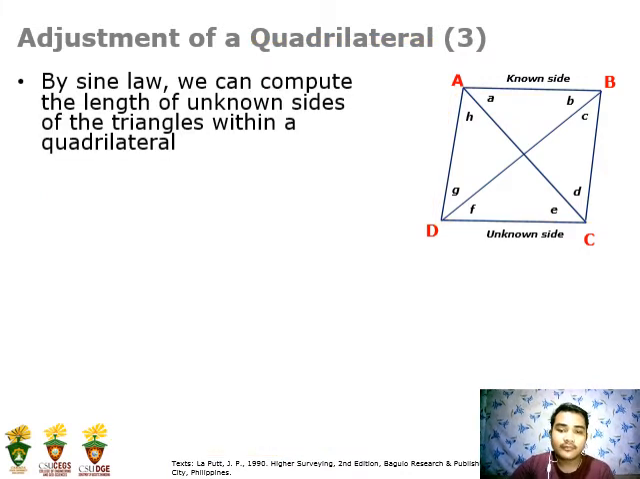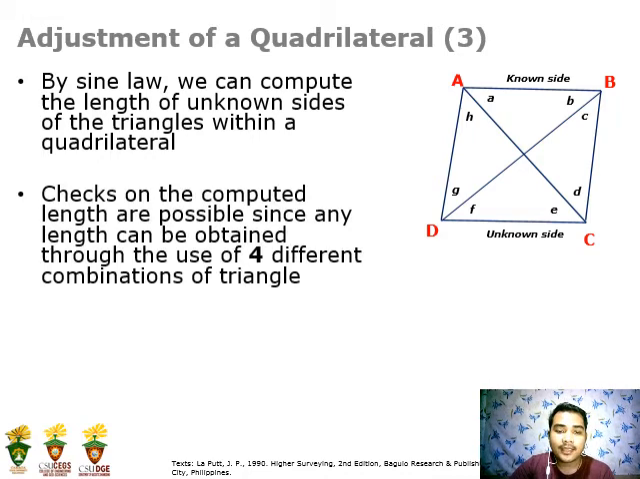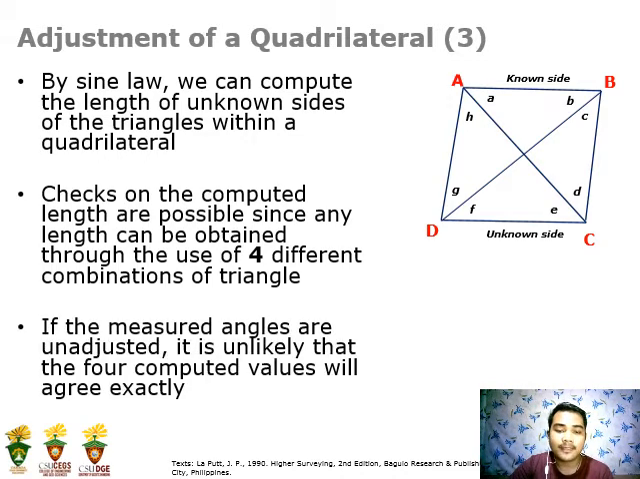By sine law, we can compute the length of the unknown sides of the triangles within a quadrilateral. You already know how to use sine law. And checks on the computed length are possible since any length can be obtained through the use of 4 different combinations of triangles. If the measured angles are unadjusted, it is unlikely that the 4 computed values will agree exactly. So the prerequisites are station adjustment and figure adjustment in the adjustment of a quadrilateral.